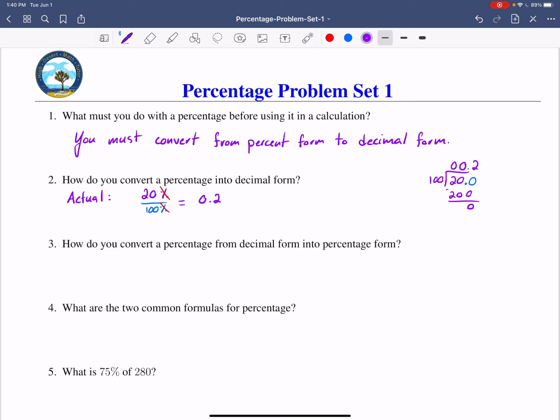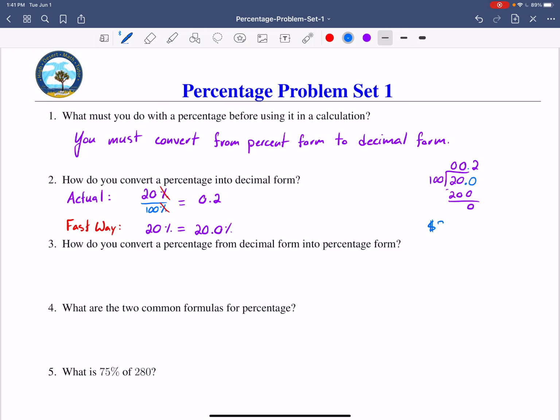But there's a faster way to do this. So the fast way, this is always an option because we always divide by 100 when we're converting from percent to decimal form. So if you start with 20%, let's make the observation that 20% is the same as 20.0%. And think about it. If you have $20, you can write that like this.